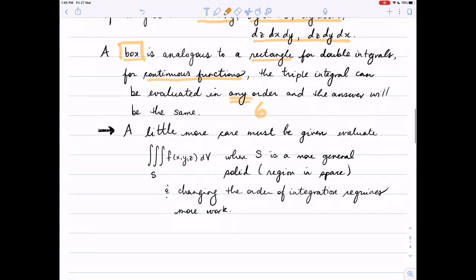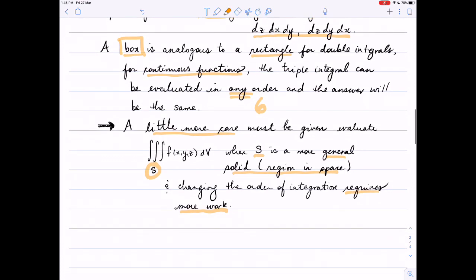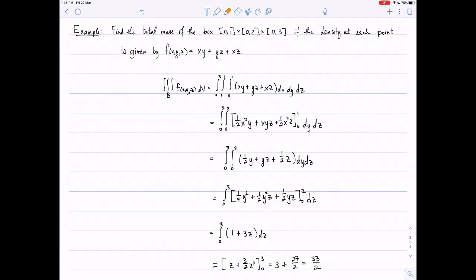So a little more care is going to have to be given when we are evaluating a triple integral over a solid S, where S is a more general solid, not necessarily a box. Changing the order of integration is still going to be possible, just like it was for double integrals, and just like for double integrals as well, it's going to require more care and more work. So let's go ahead and look at an example of a triple integral over a box.